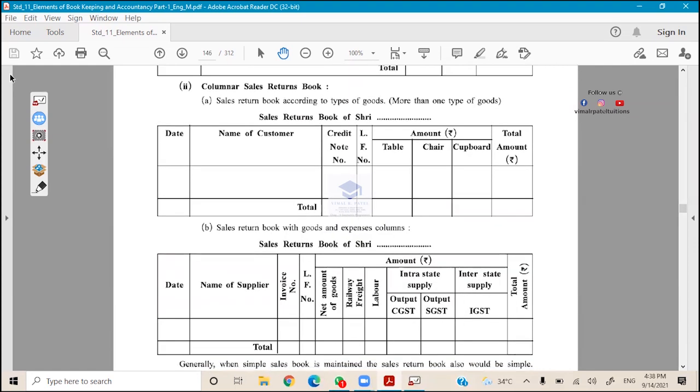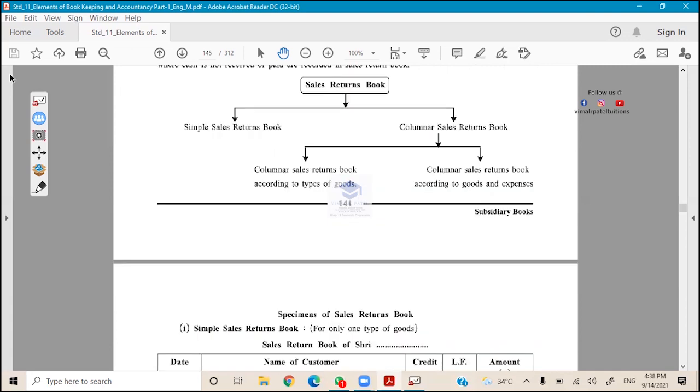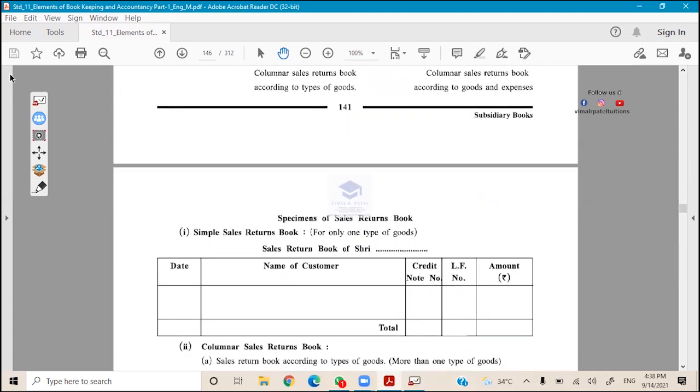Date, name of customer. Then in sales return there will be credit note number. We will issue credit note. Whenever the person is returning back goods to us, we will issue credit note. Then ledger folio and amount. Same way, whenever we are returning the goods which we have purchased from the supplier, we will issue debit note.